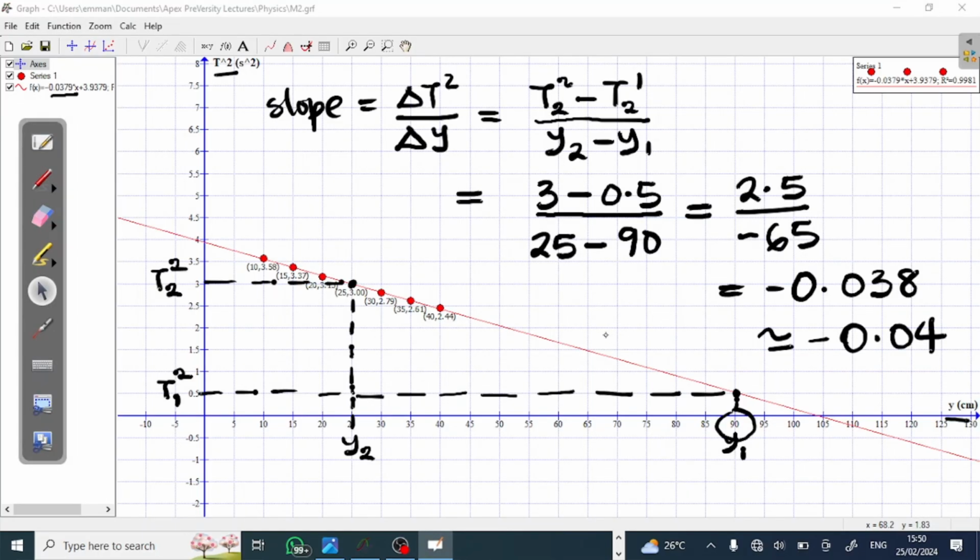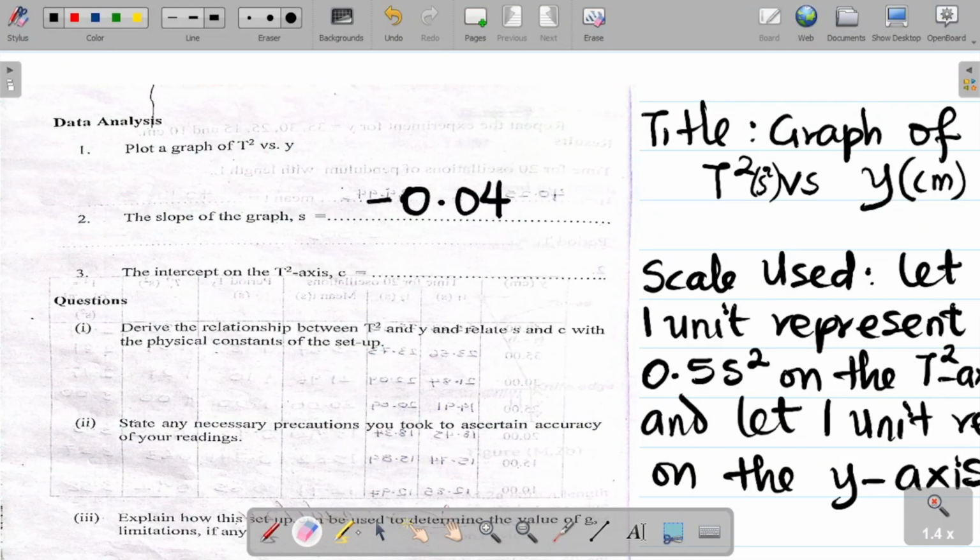So back to this, let's get the unit of my slope. Now for my slope, observe that I'm having change in t squared. T squared is measured in second squared all over y in cm. So you can see that this is equal to second squared per cm. This becomes the SI unit of my slope. So my slope becomes second squared per cm. Usually the slope does have an SI unit, so for this it is second squared per cm.